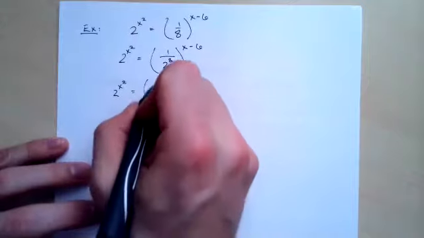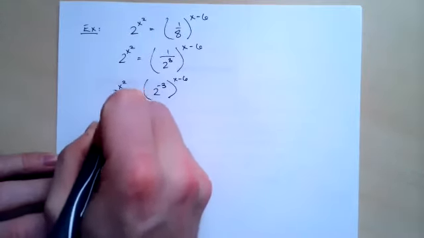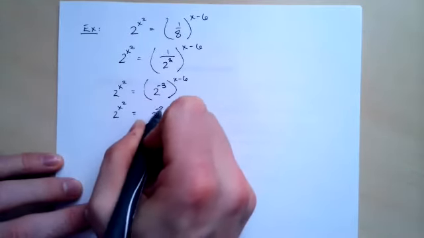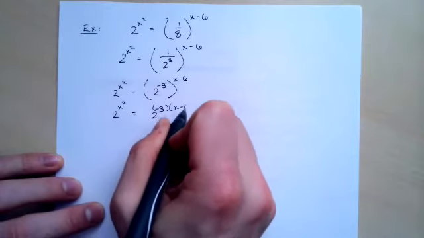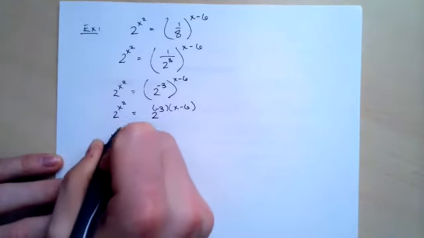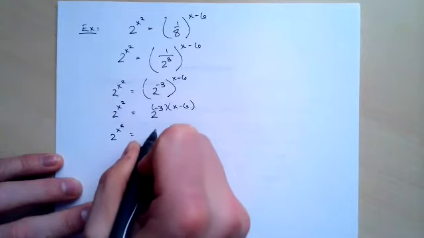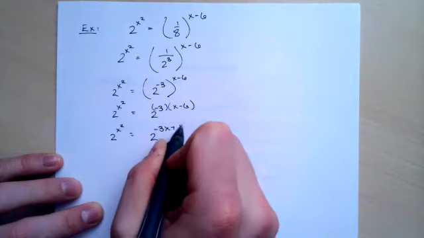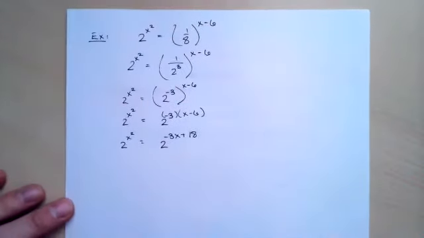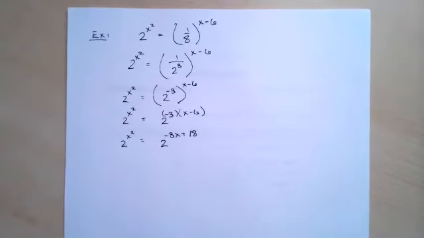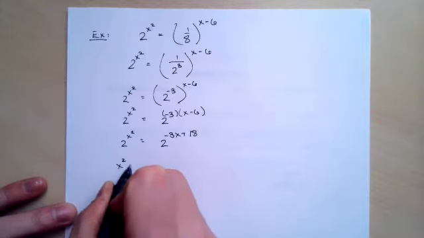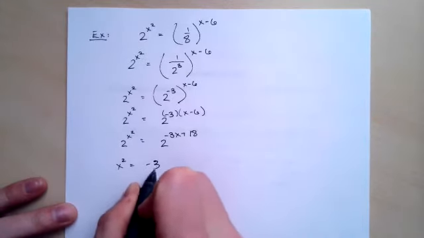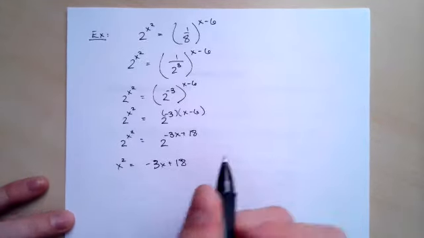And now we do have to remember to distribute the negative 3. So it'll be 2 to the x squared is equal to 2 to the minus 3 times x minus 6. And distributing, 2 to the minus 3x plus 18 is going to be that exponent there. Bases are now the same, and when we set our exponents equal, we basically reduce the problem down to a standard quadratic equation.